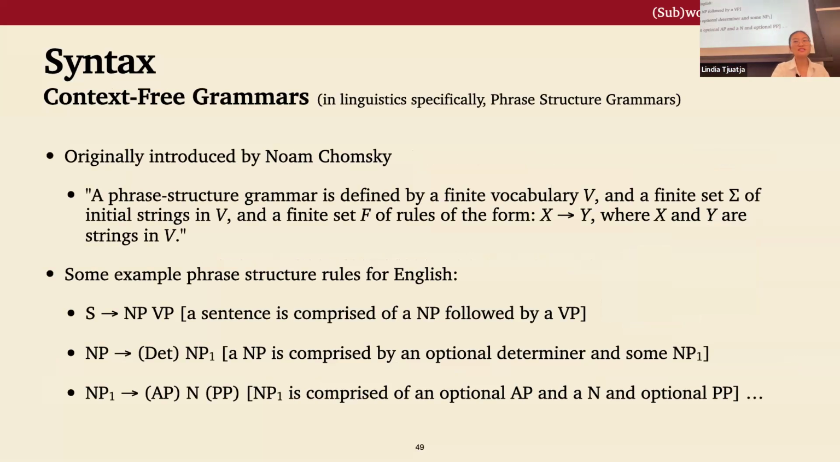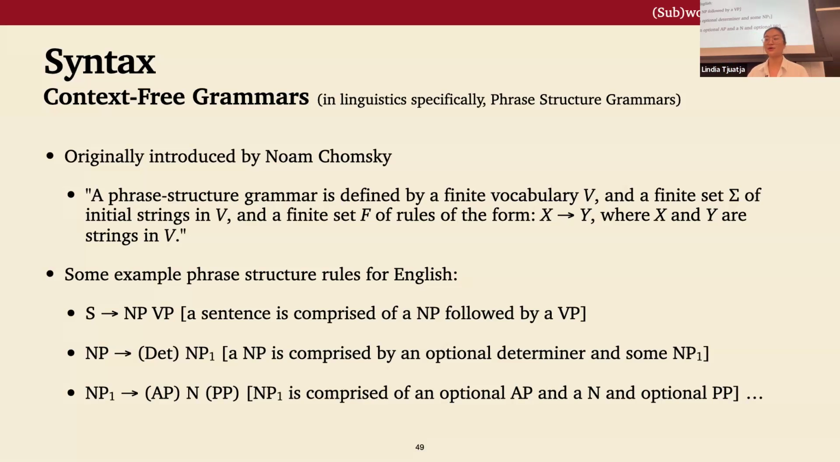As a follow-up to that, some people have developed a theory of language in the context of context-free grammars. In linguistics specifically, these are called phrase structure grammars, introduced by Noam Chomsky, who I think actually gets a lot of flak from NLP, but people need to realize he was really important for linguistics. He has some pretty good ideas, even if not all of them are correct. Noam Chomsky defined a phrase structure grammar as having a finite vocabulary, a finite set of strings that are part of this vocabulary, and then a finite set of rules that operate on the vocabulary to produce strings.